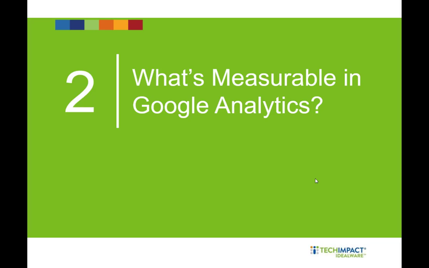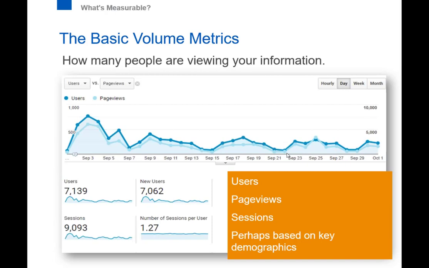All right. Let's talk about what is, in fact, measurable. So we've talked about, all right, well, it's great to have a plan. And that plan, you need to temper your expectations based on what is actually available. Let's talk about what is available. All right, so here's the basic volume metrics that probably aren't going to surprise anyone. So basically the number of users, the number of page views, the number of sessions, perhaps based on key demographics. So this is the type of thing that easily goes into an evaluation report to a funder to be able to say how many people are coming.